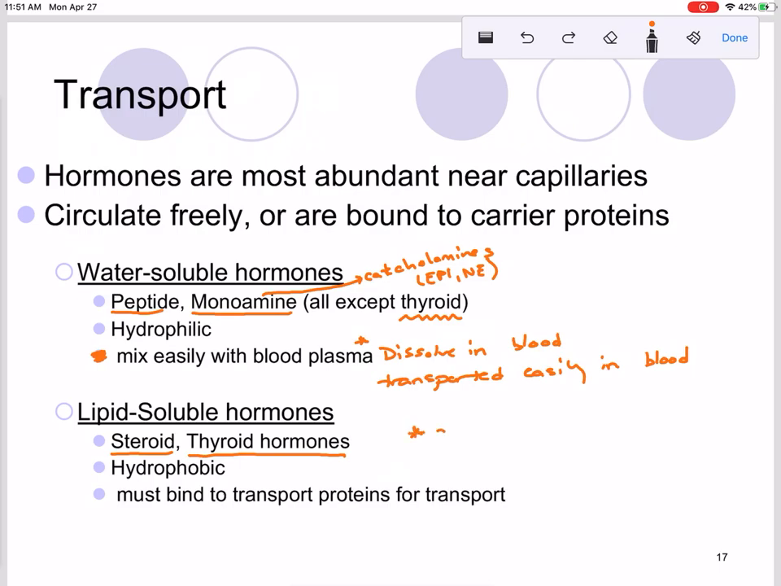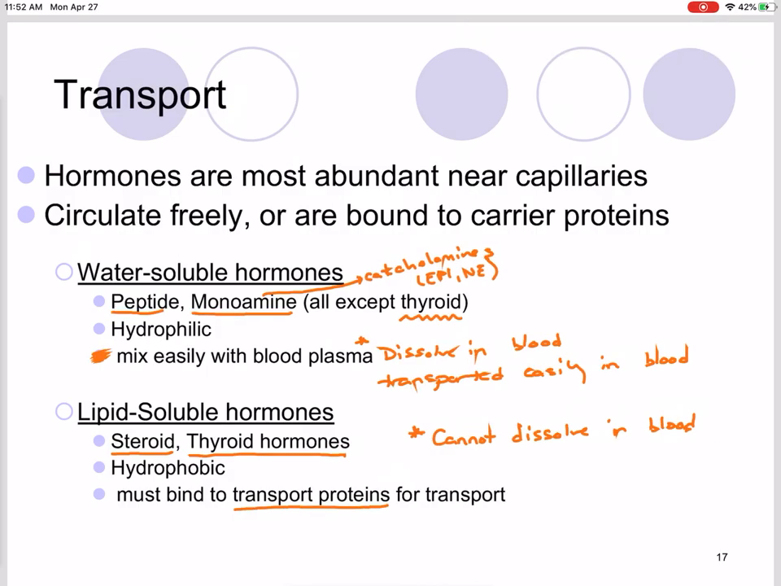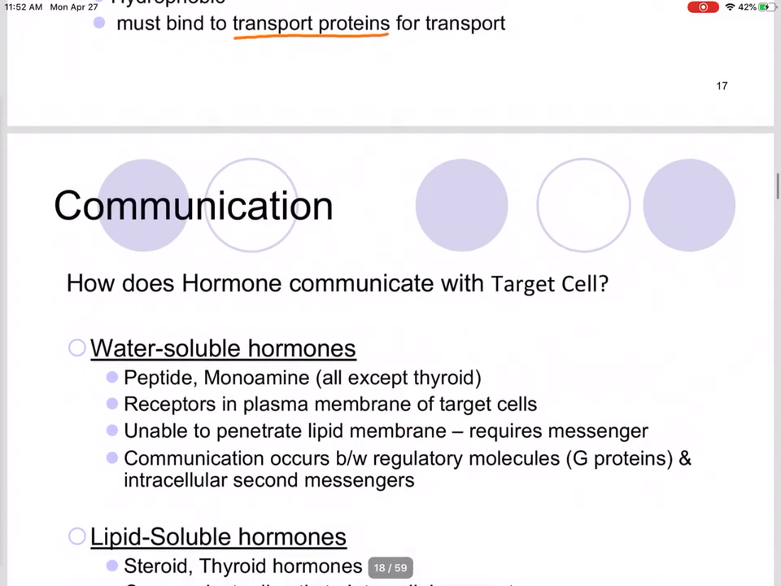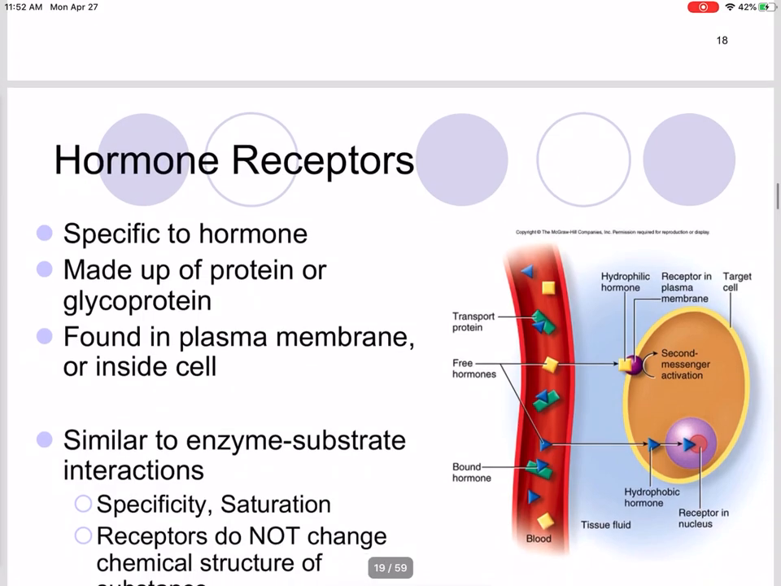It is a different case, however, for our steroid and thyroid hormones. Because these hormones are lipid soluble, they cannot dissolve in the blood. They're hydrophobic. So they're a little bit trickier. If we just tried to dump these steroid hormones into the blood, it's like oil and water. They don't mix. So therefore, they require some special care. These steroid hormones require a transport protein. They need a little transporter.